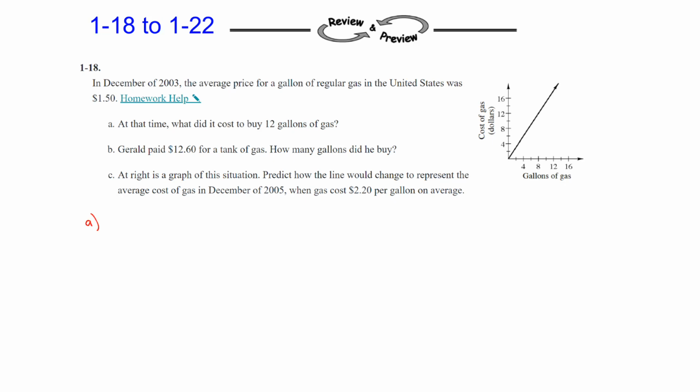12 gallons of gas for $1.50 per gallon means we would take 12 gallons times the unit rate of $1.50 to get a total cost of $18. So it's going to cost $18 to buy 12 gallons of gas.